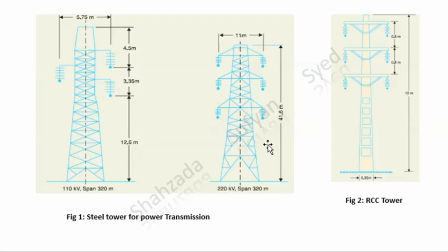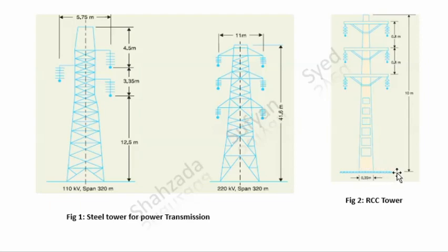And next we have this 220 kV system or 220 kV tower, where the span between the towers is 320 meter. It is a dual circuit line, three-phase dual circuit line, and they are unequally spaced. Here the spacing between these phases or these conductors is 11 meter, and the height of the tower is 41.6 meter.